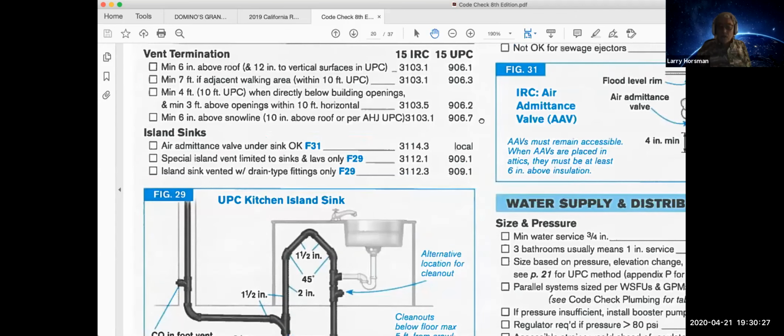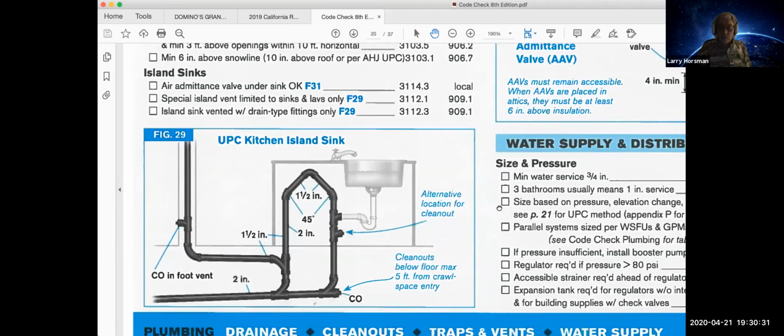What else? Air admittance valve we've talked about.